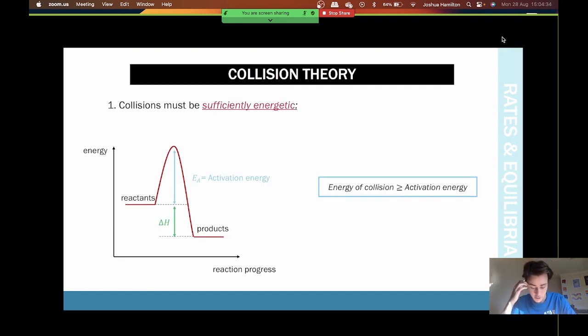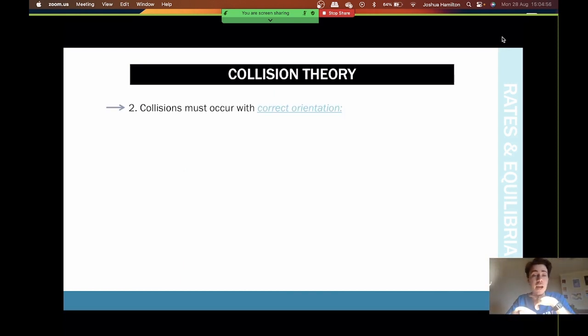So first of all, collisions must have sufficient energy. That is just your activation energy that we're talking about. So a much better diagram than what I was drawing before, and it's not going to have any errors like I was doing before. You're going to have your activation energy there. You just need to have that amount of energy available when your collision occurs for this reaction to actually get done. For the collision to also occur, you need the correct orientation.